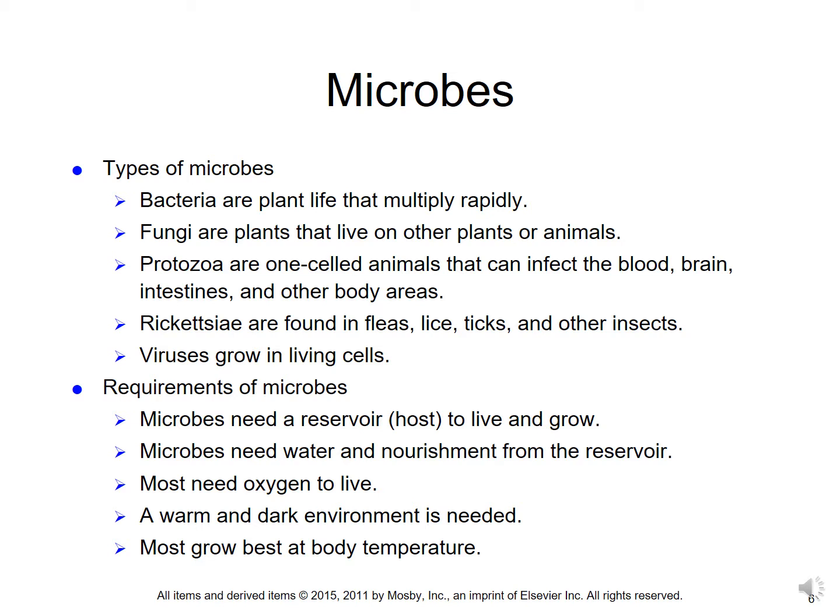Rickettsia. Rickettsia are a bacterium. They are found in fleas, lice, ticks, and other insects. So rickettsia infects a human through a bite. For example, a tick bite could cause Rocky Mountain spotted fever, and that would be through the rickettsia that's injected into the body with the tick bite. Viruses grow inside of living cells. So a virus is the smallest of the microorganism pathogens, and they have to have a host cell in order to regenerate.